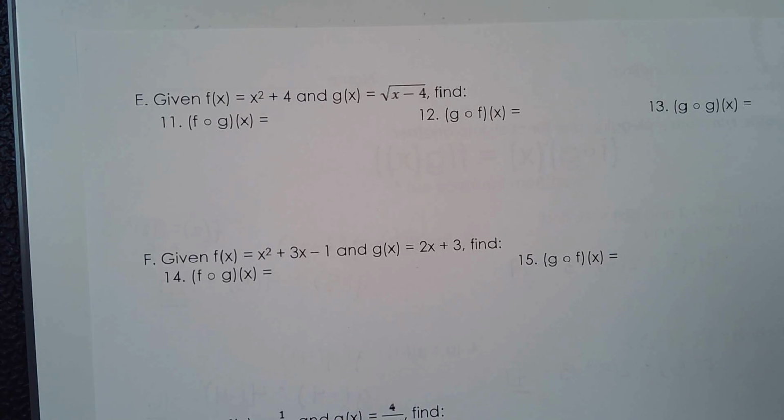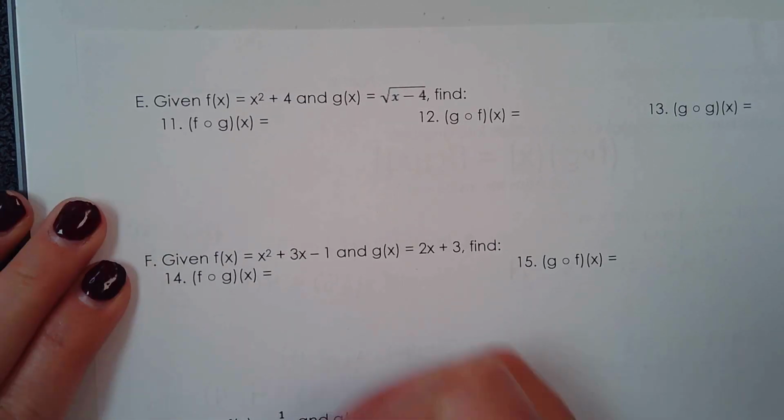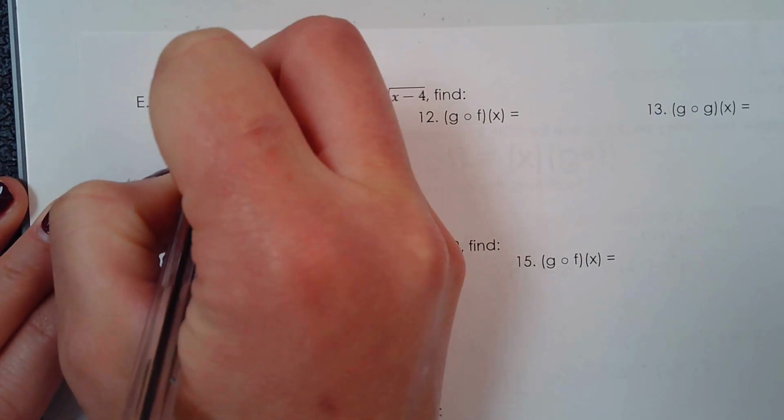Are we ready to try this? Do we have them written down? Okay, so for 11, we're doing f of g. So f of g.